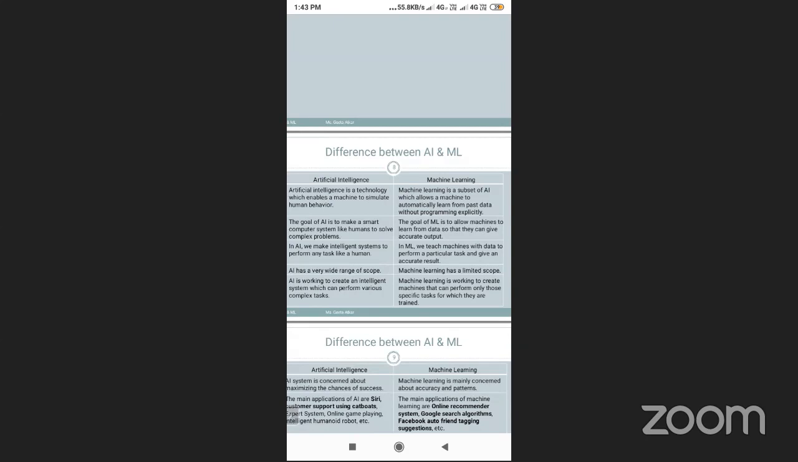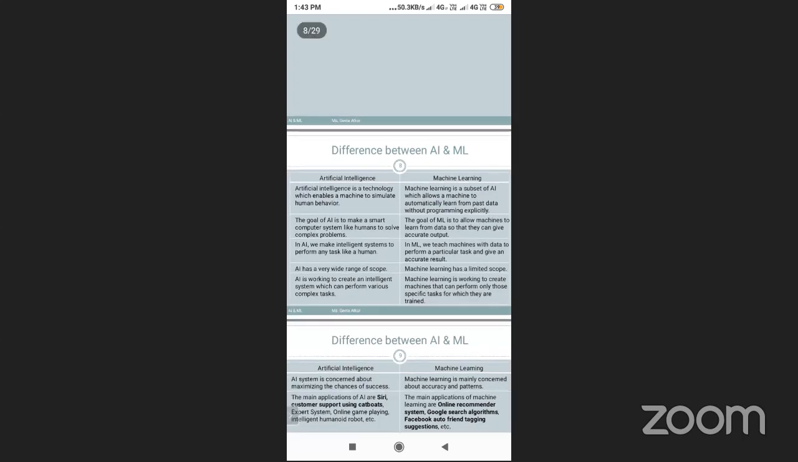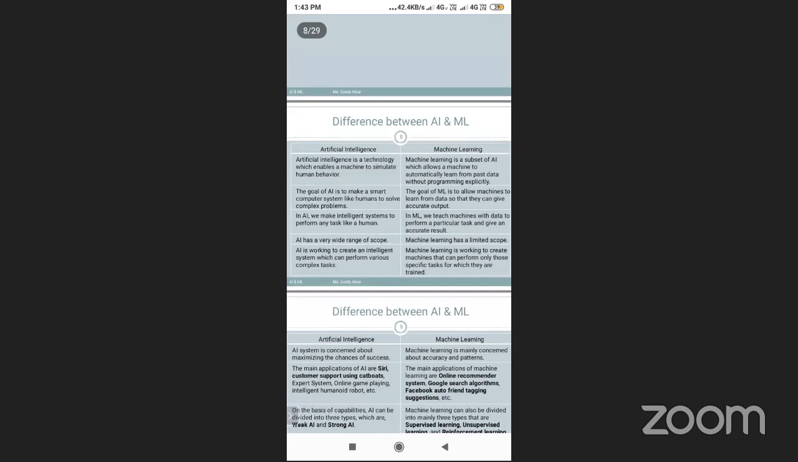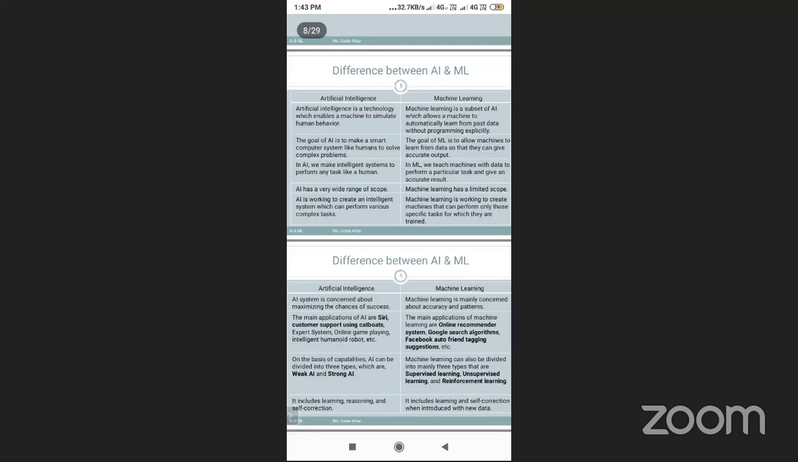In case of machine learning, we will get accurate results according to the task we have given to that particular machine learning algorithm. As I told you, AI has a wide range of scope, but machine learning has a limited scope. The next difference is that an AI system is concerned with maximizing the chance of success. The output we get from the data will have maximum accuracy in case of artificial intelligence as compared to machine learning. So that is another difference between them.